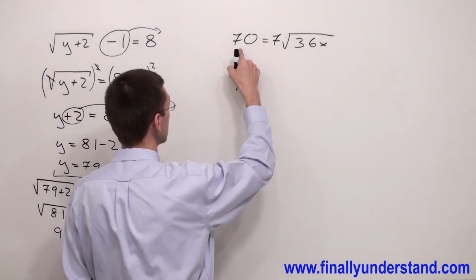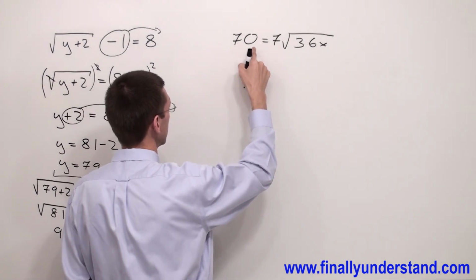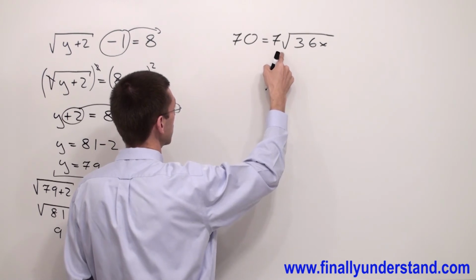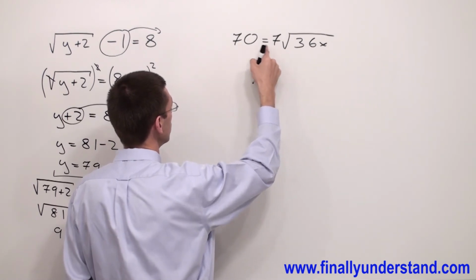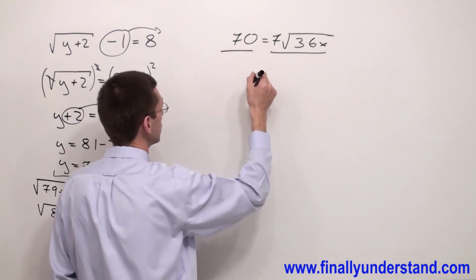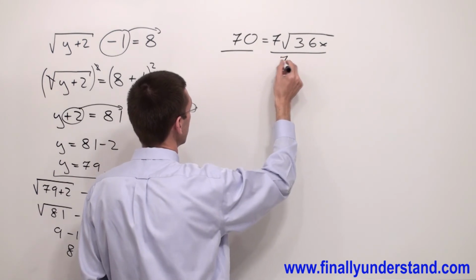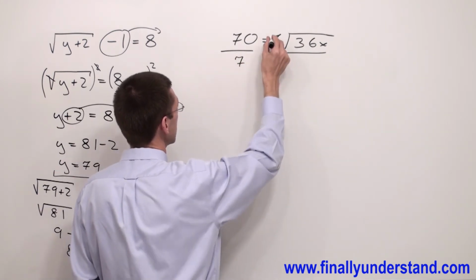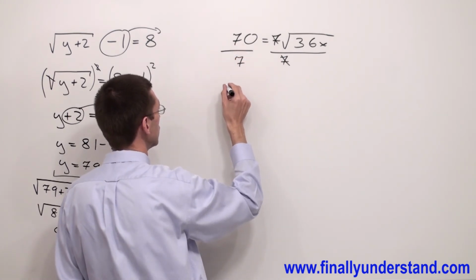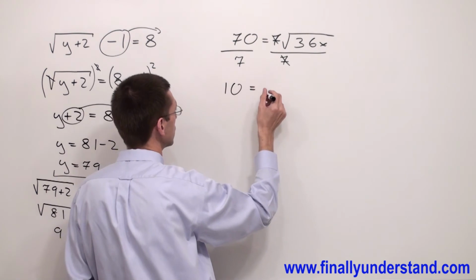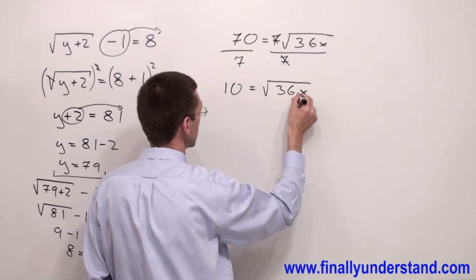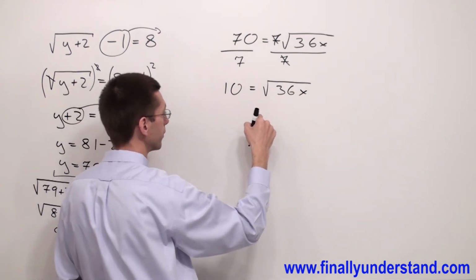Please notice that on the left side of the equation I have 70, and on the right side I have 7, and 7 is multiplied by the radical. Because 70 is divisible by 7, I'm going to divide this radical equation by 7. 7 and 7 will cancel out. 70 divided by 7 is equal to 10 equals square root of 36x. As you can see, we simplify the equation.